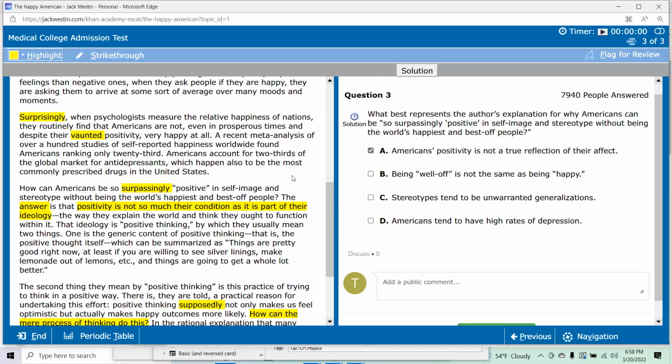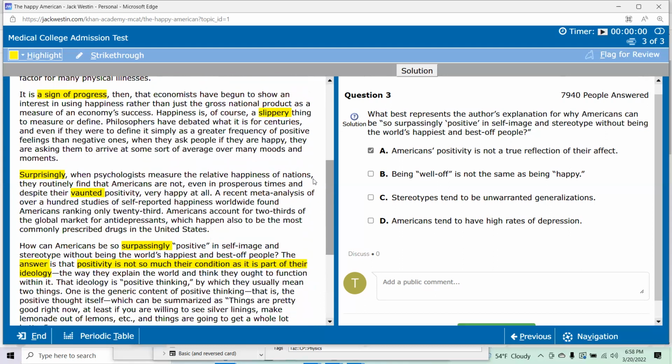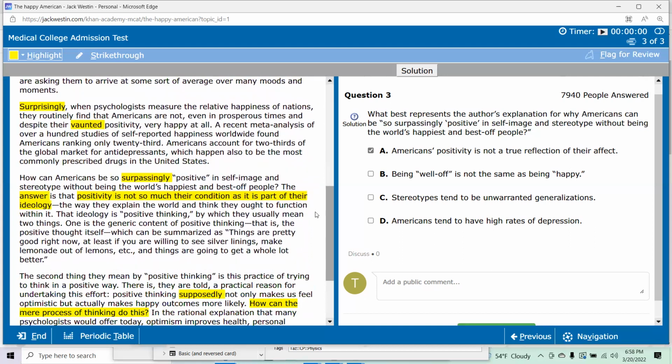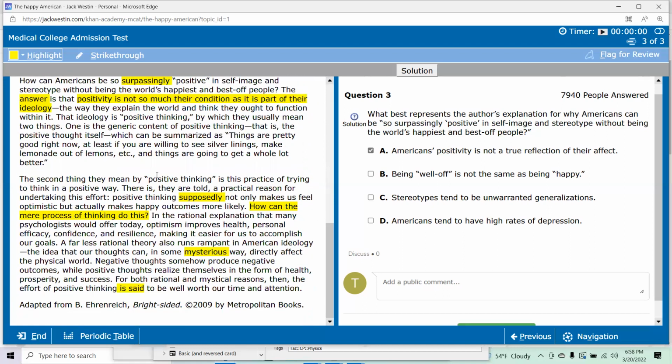And remember what this whole passage was about. At first he said, oh, they're super happy, right? And then he said, surprisingly, they're not actually happy. So then why do they appear to be happy? Why are they so positive? And then he talks about how they just have positive thinking. You know, they practice trying to think in a positive way. So their positivity is not a true reflection of their happiness, right? It's just how they want to portray themselves.